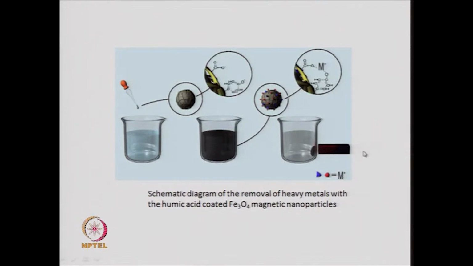Once they get trapped on the surface of these particles, then you bring a magnet close to that. So, once you bring the magnet, all these particles, which are shown in black color, will come and deposit on the wall of this container, so that the water will be clean. So, this is a magnetic separation of these heavy metal ions using functionalized magnetic nanoparticles.